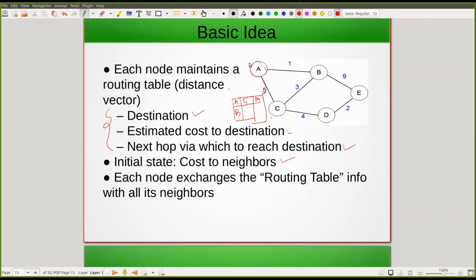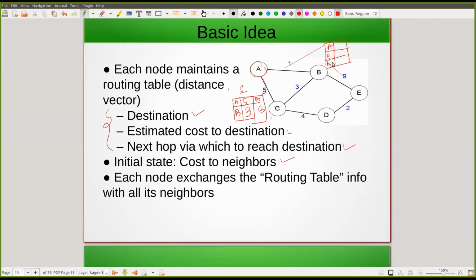Similarly, C maintains a distance vector at its own end. The cost of going from C to B is 3 via B. Okay, this is the distance vector maintained at C. Now, what is the distance vector maintained at B? Let's look into that. The distance vector maintained at B is like this. What is the cost of going to A? He knows. What is the cost of going to C? He knows. He knows what is the cost of going to E.